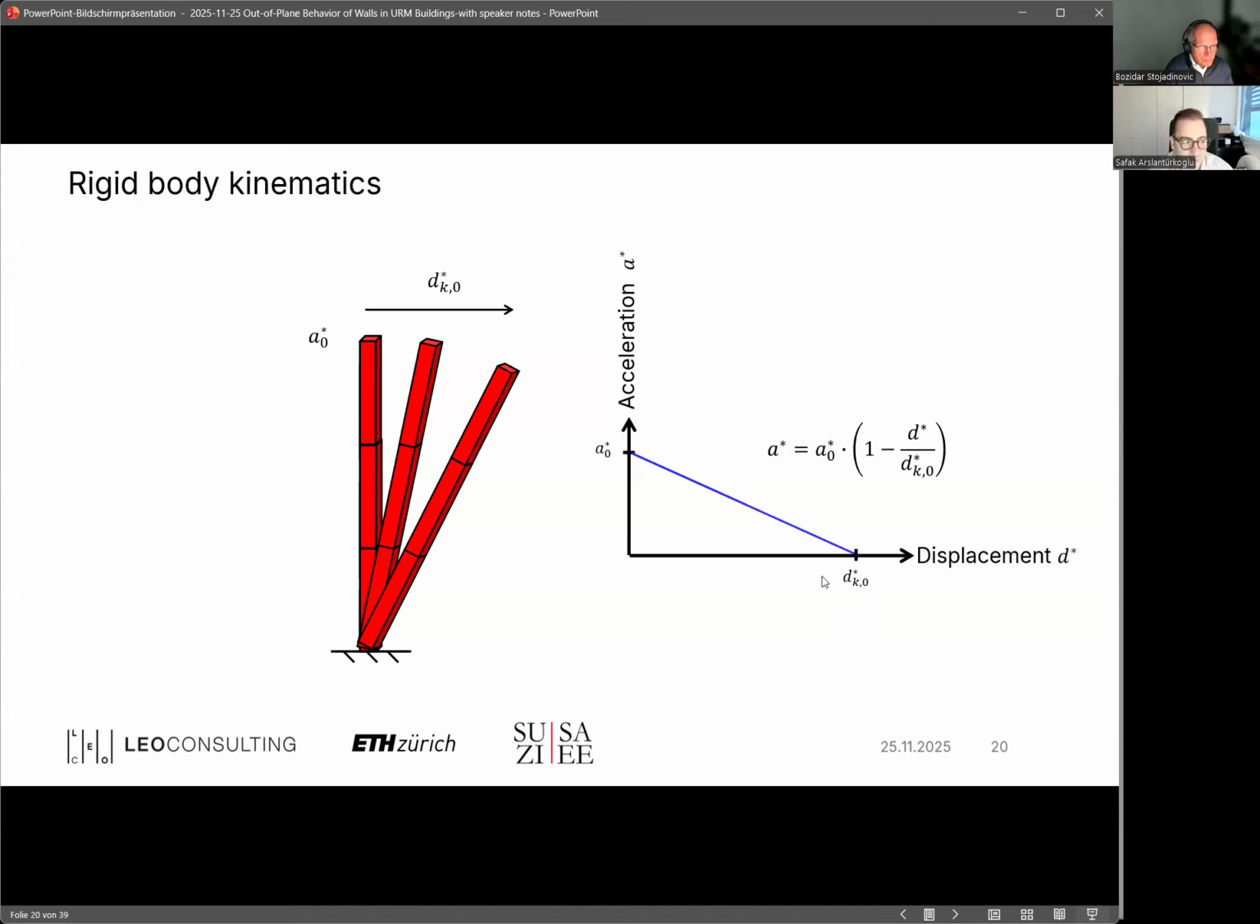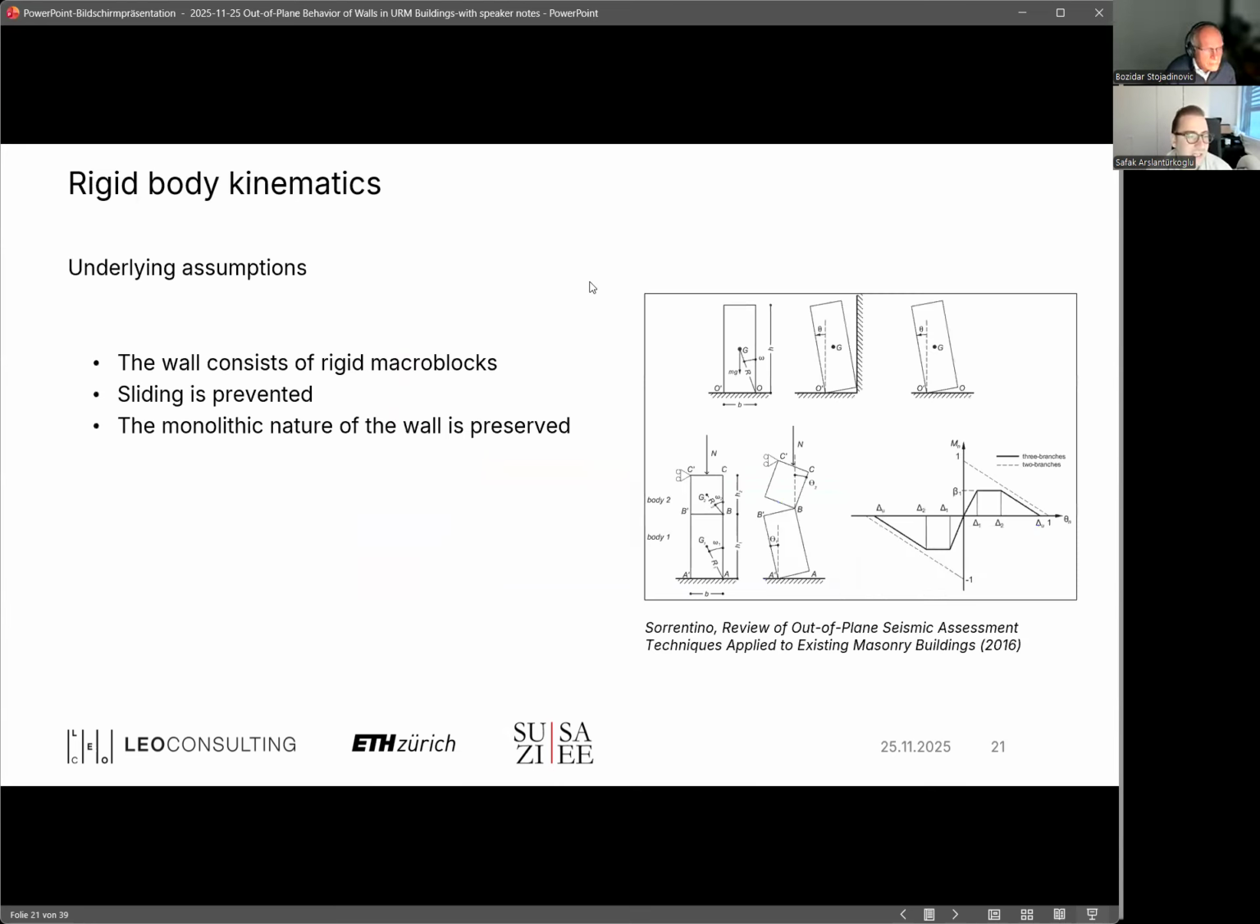And what you see here in blue is actually nothing different than a capacity curve for this wall. You can see it like a pushover curve, just in a very simplified version, and just for this wall, for this simplified check. So this is how the failure is modeled in rigid body kinematics methods. There are, of course, some underlying assumptions we have to check when we want to use this method for the assessment of existing walls.